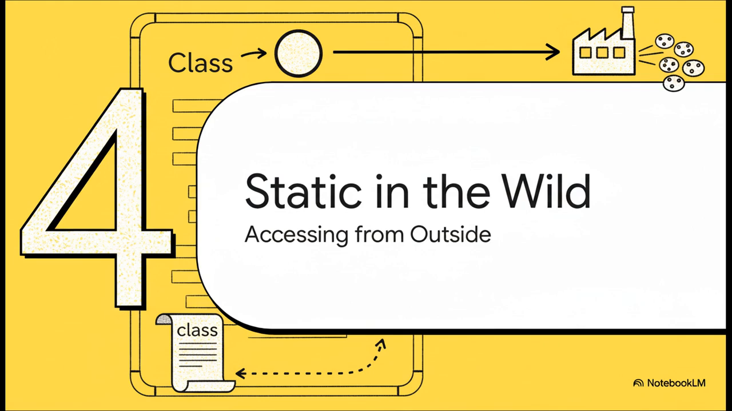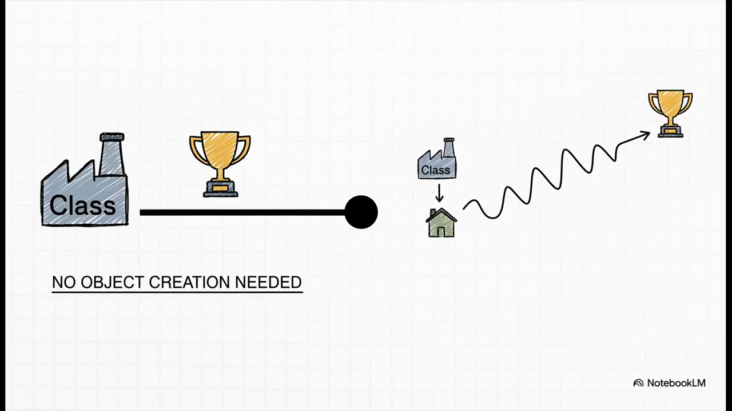Okay, so that's how static members work inside their own class. But what about using them from somewhere else in your code? This is where they become super useful. And here's the beautiful part. You don't need to build a house just to read the blueprint. You don't have to create an object to use a static member. You just use the name of the class itself, then a dot, then the member name. That's it. It's basically Java's safe, organized way of having global functions and variables that you can get to from anywhere without making a mess.